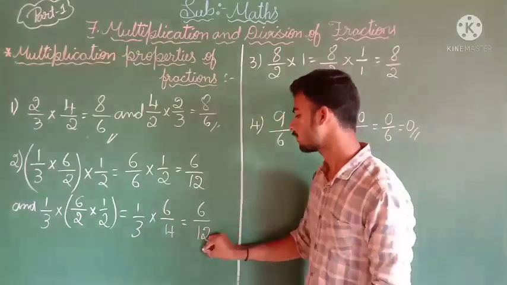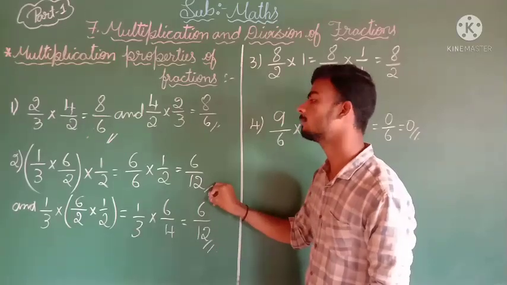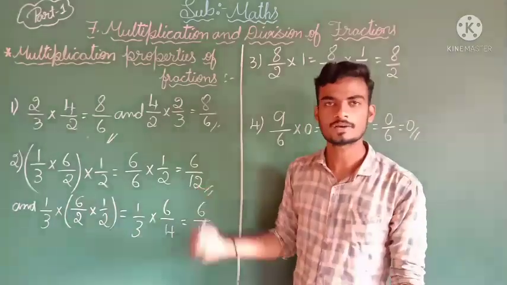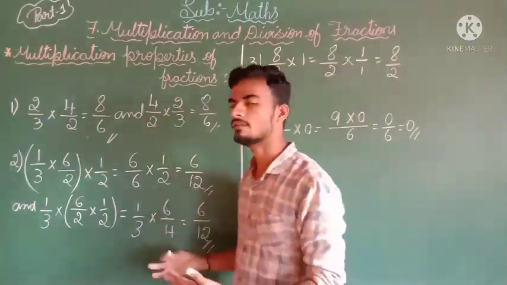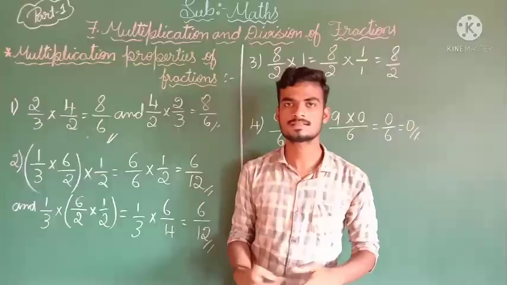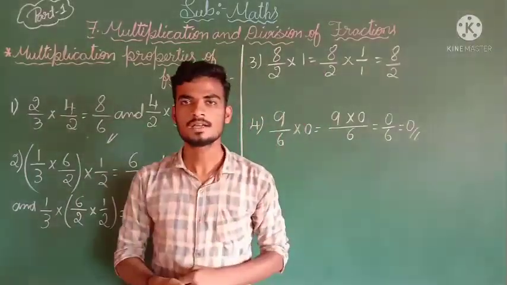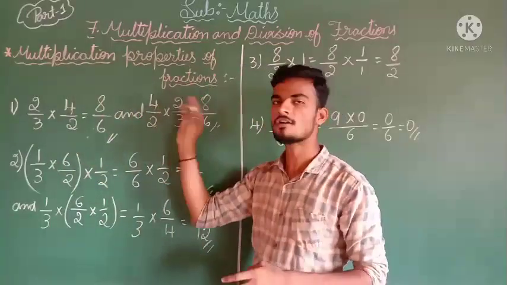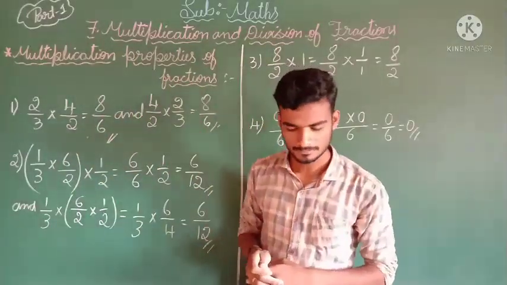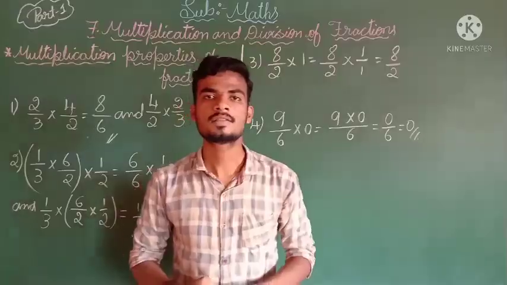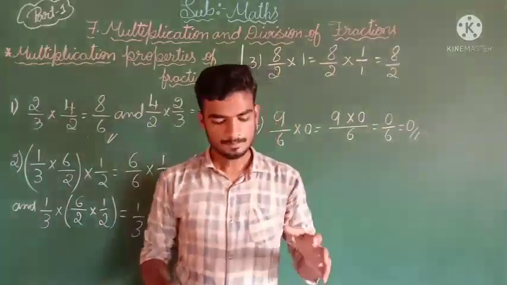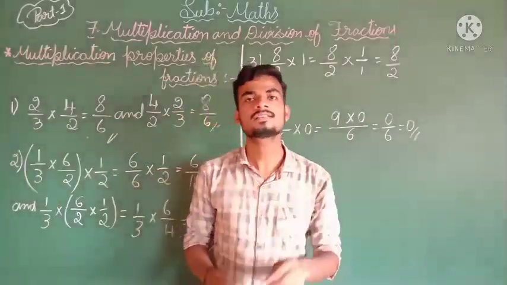See here, the product remains the same, though the grouping changes. If the grouping changes, the product will remain the same as it is. This is our second property of the multiplication properties of fractions. Next, let us see the third property, that the product of a fraction and 1 is the fraction itself.